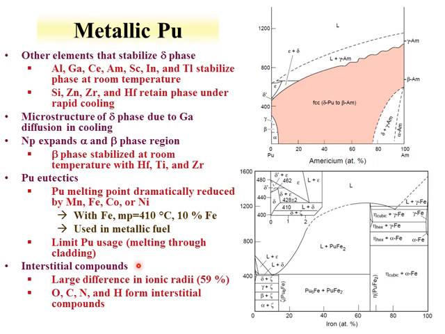There are also interstitial compounds that can be formed in plutonium metal, such as oxygen, carbon, nitrogen, and hydrogen. They form interstitial atoms within the lattice of plutonium metal.